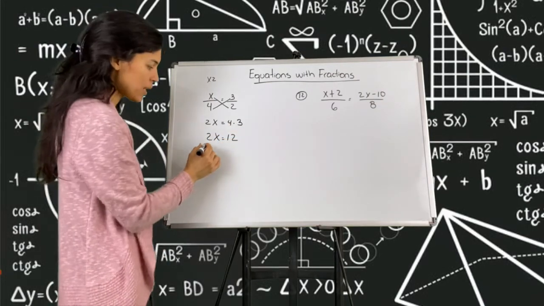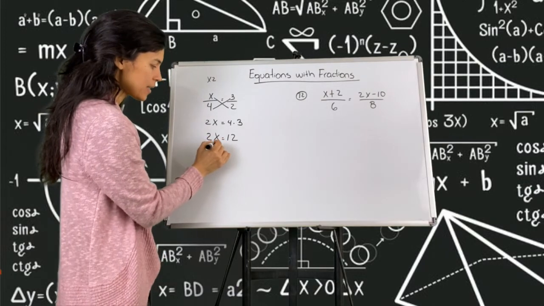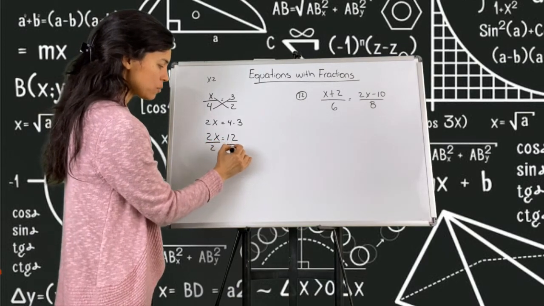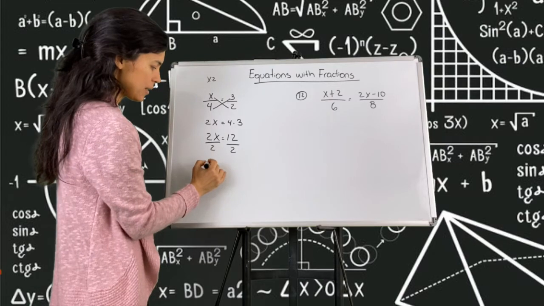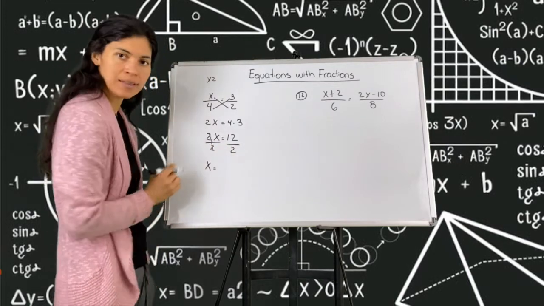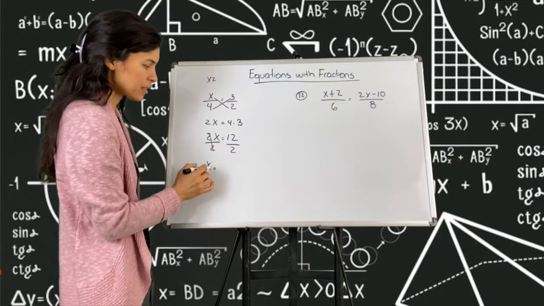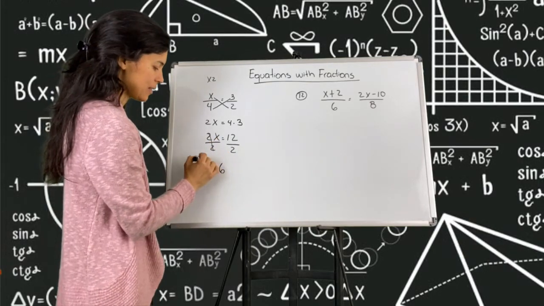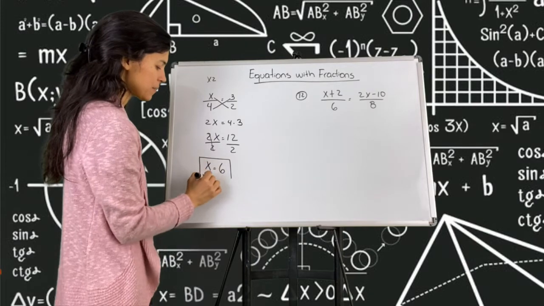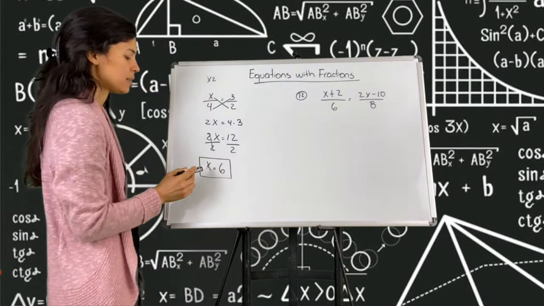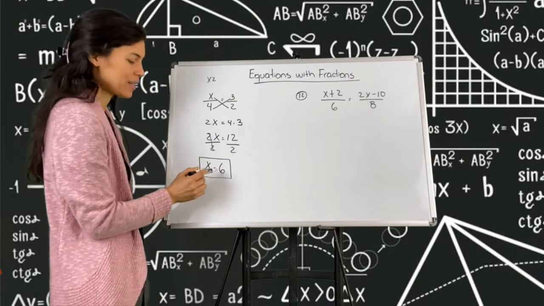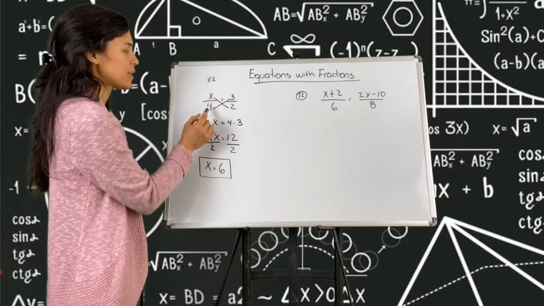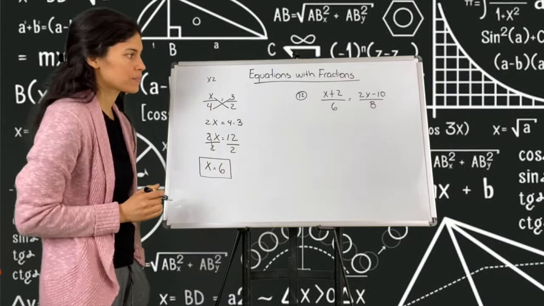Now I need to solve for x. Since the 2 is multiplying x, I can divide by 2 both sides to keep the balance. And these two cancel each other. And so my x is equal to 12 divided by 2, and that is 6. The value of 6 is x. If you put 6 here, it will make the equation true.